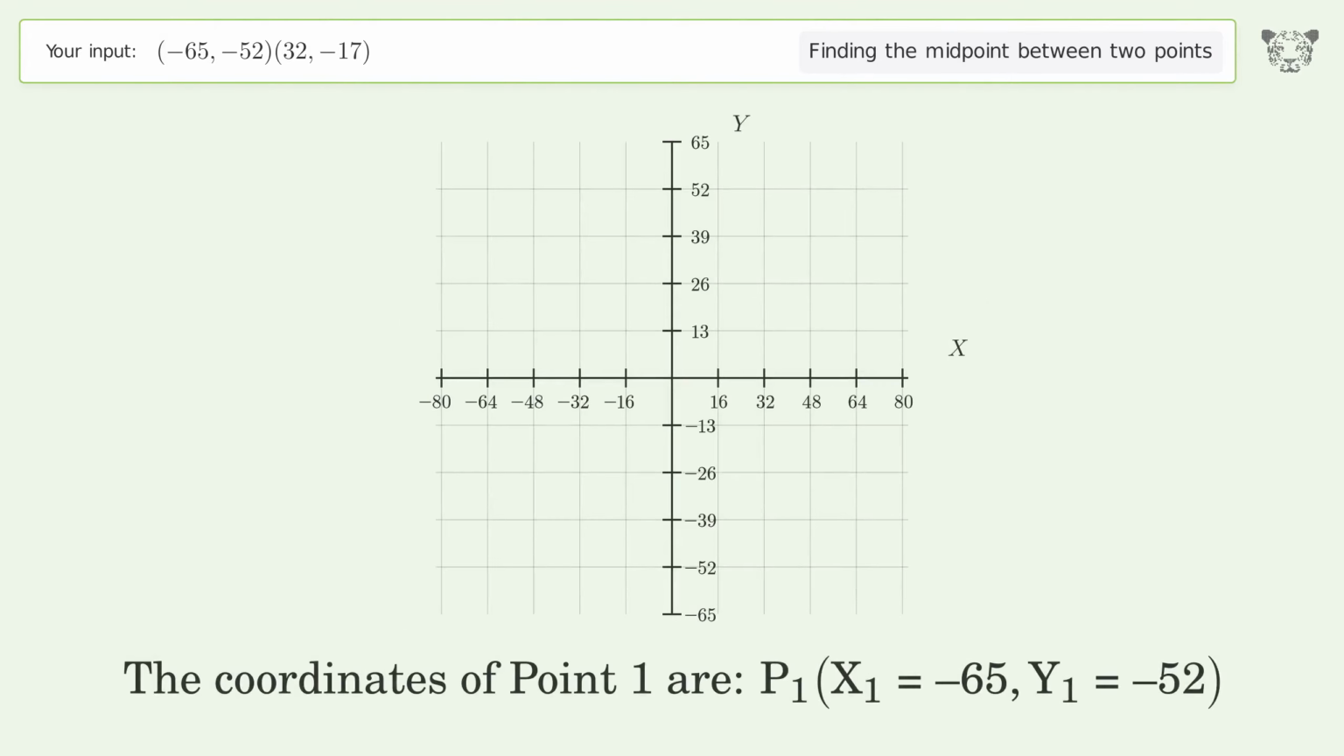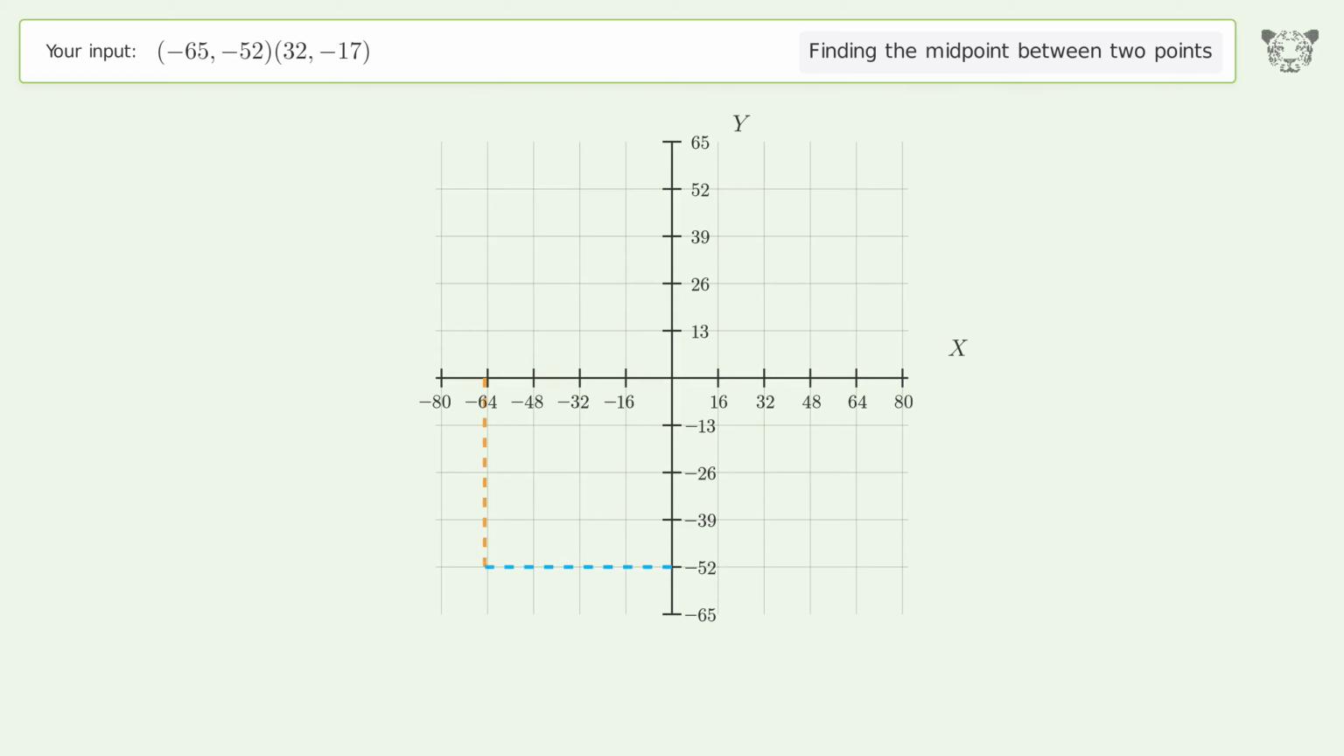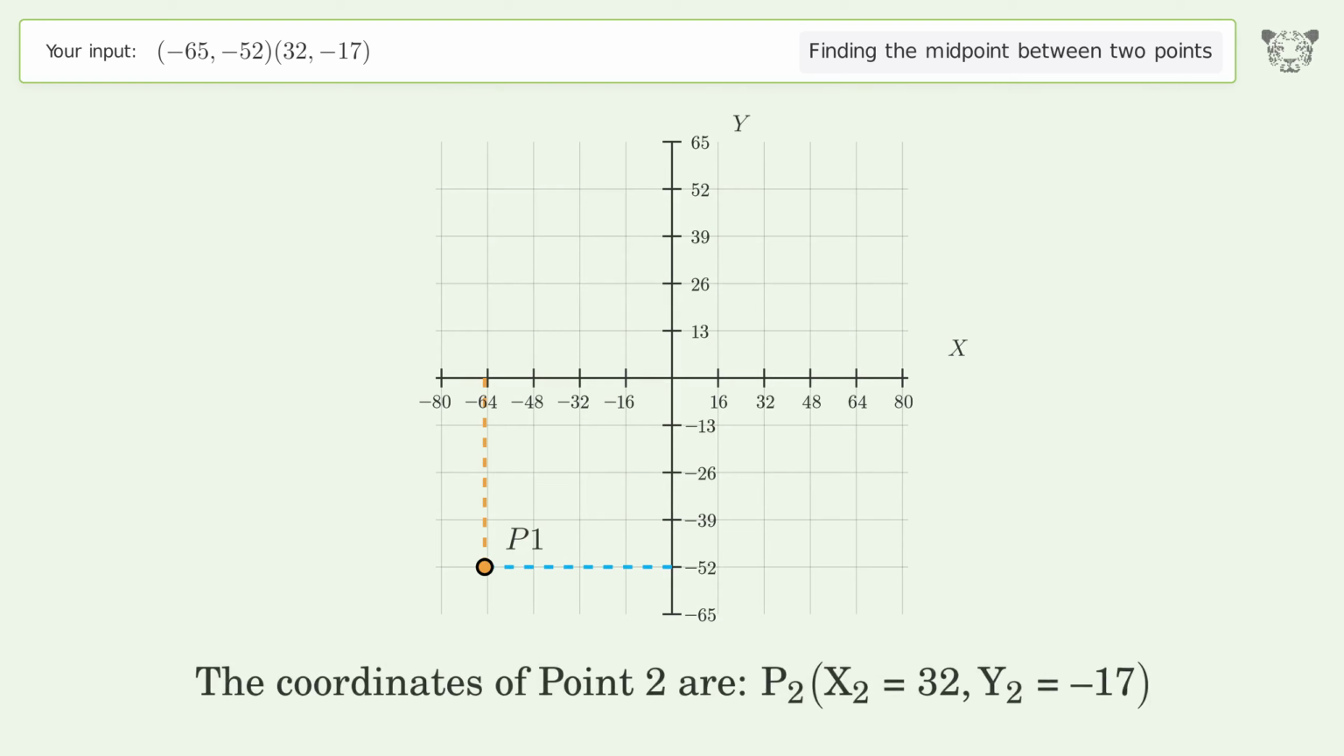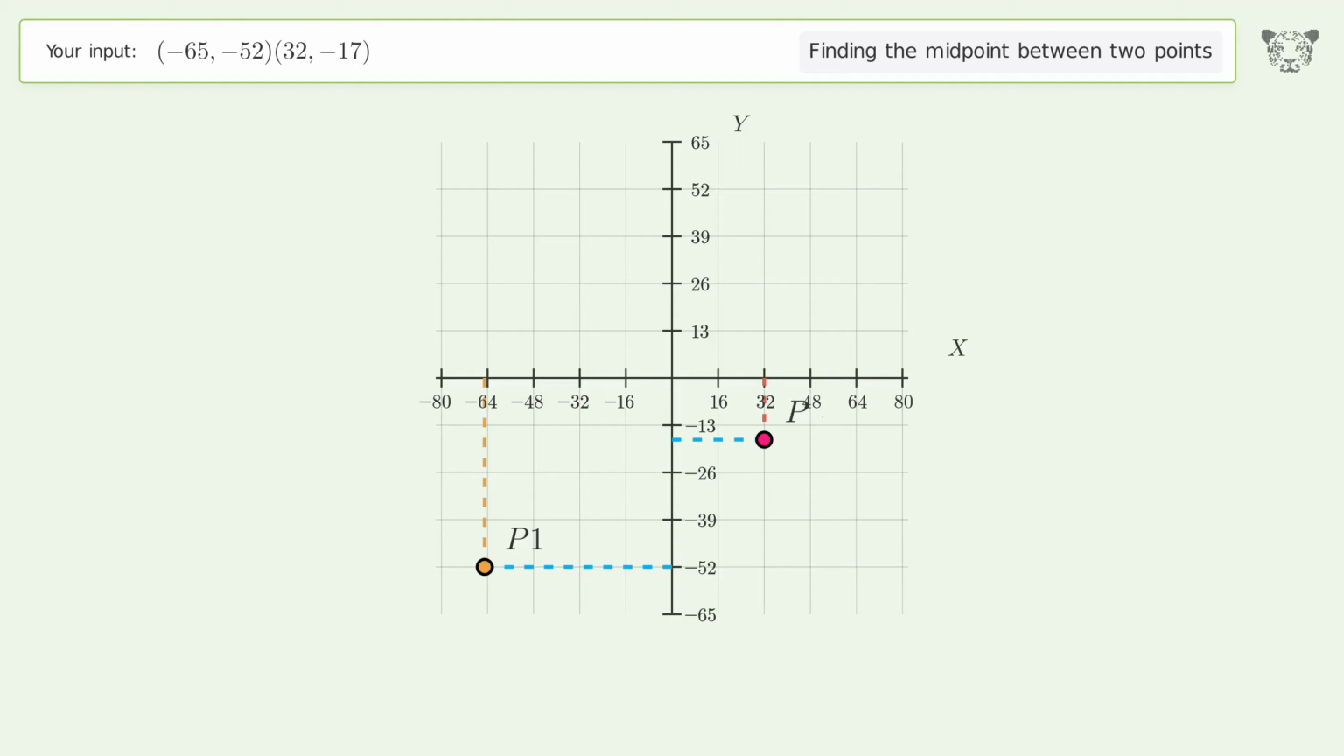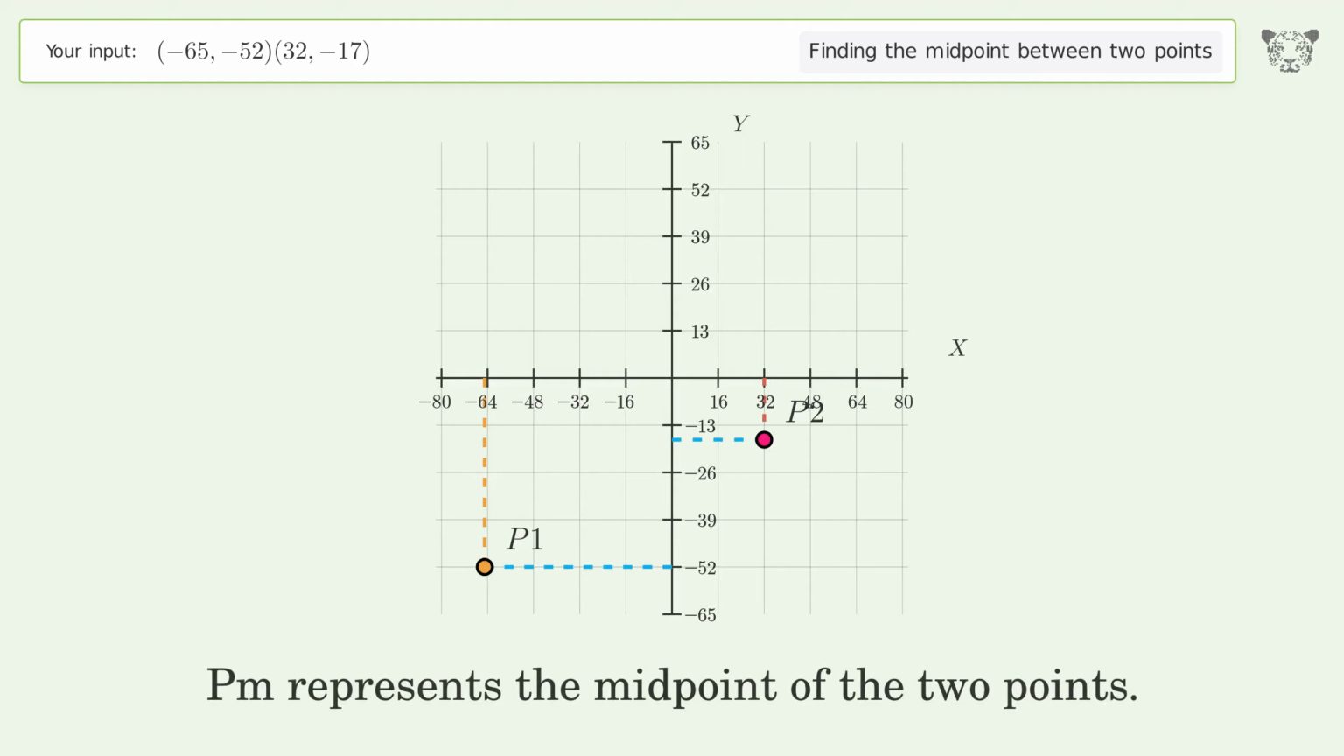The coordinates of point 1 are x1 equals -65, y1 equals -52. The coordinates of point 2 are x2 equals 32, y2 equals -17. PM represents the midpoint of the 2 points.